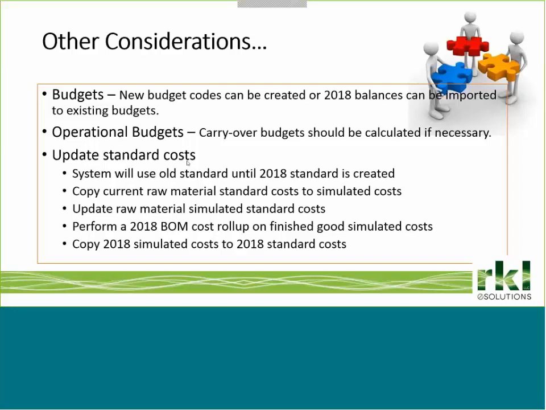And then you can review all those simulated costs, make sure they're good, maybe even do some testing. You can do all this in a test folder also. And then once those costs are good, you can use a process to copy the 2018 simulated cost to 2018 standard cost. That's just an outline of updating standard costs that we've used in the past. Any questions on this slide?